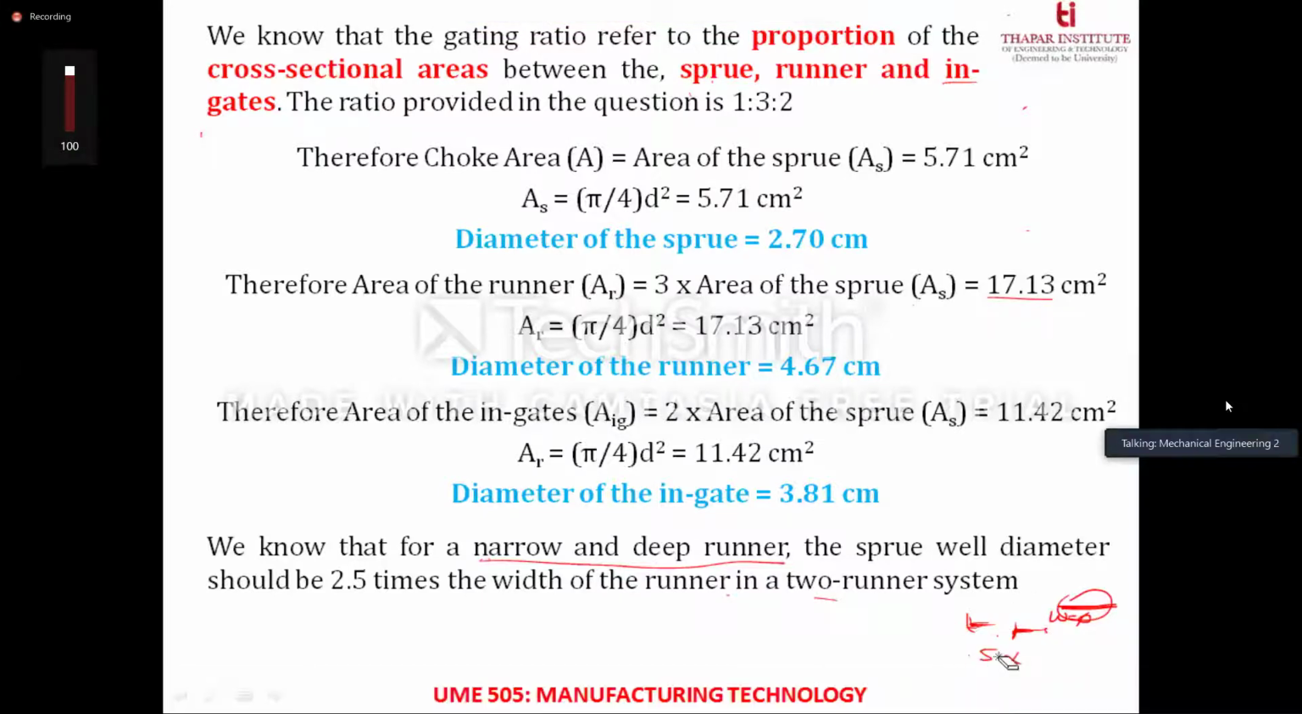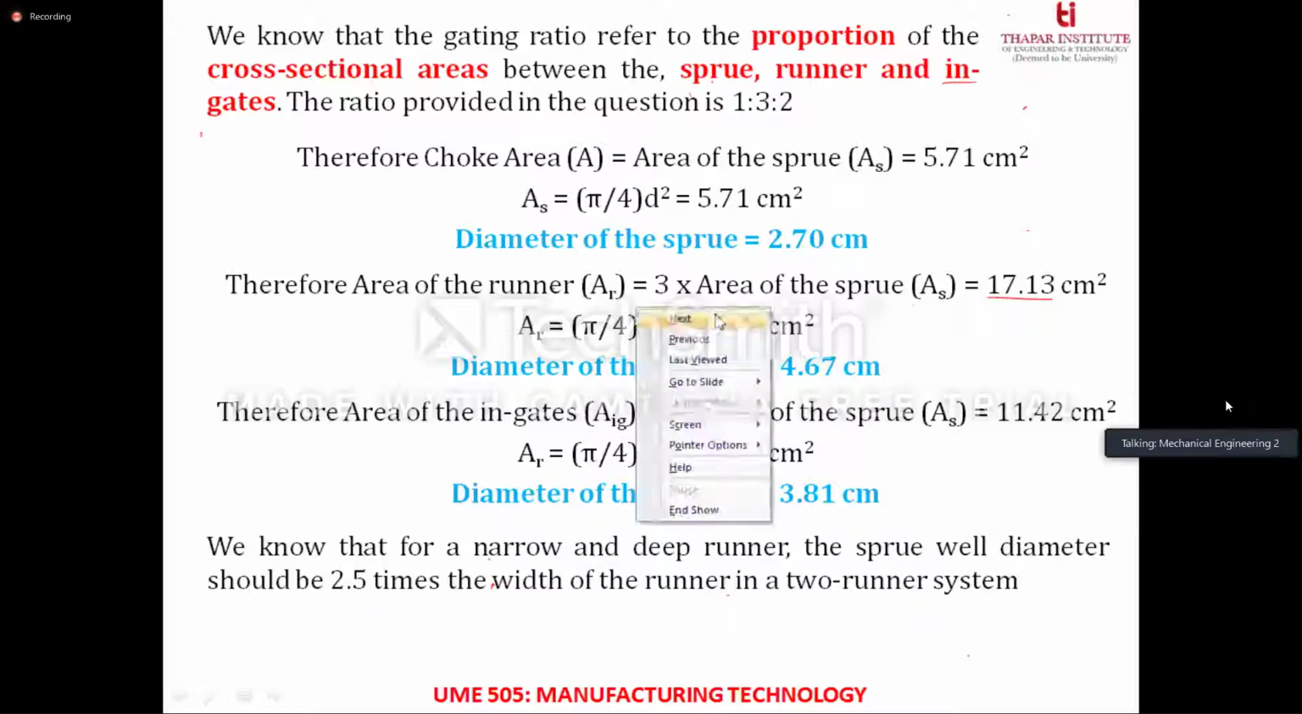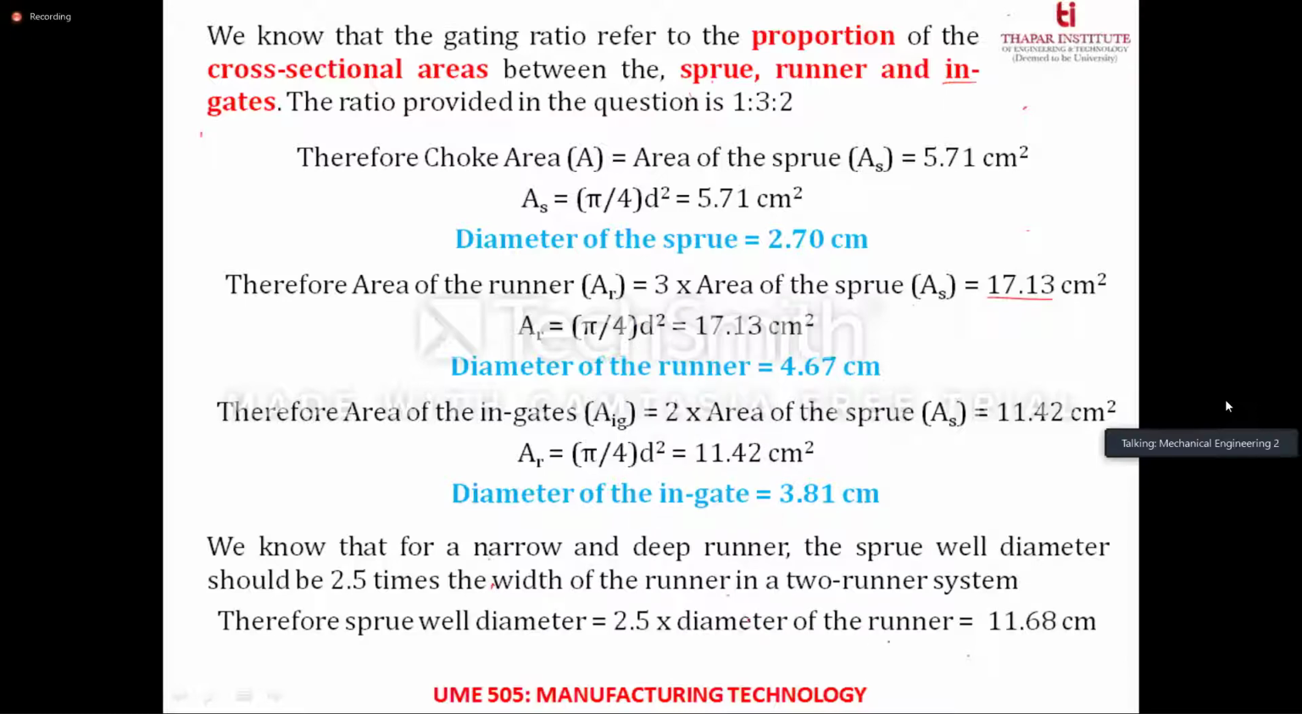Now, if it would have been a single runner system, then this value of 2.5 would be taken as 2, so 2 times the width of the runner, as only one runner is there. Right now we are working with a two runner system, so it is 2.5 times the width of the runner. And in our case, since the width is equal to the diameter of the runner, 2.5 times the runner diameter of 4.67 gives you 11.68. That is the sprue well diameter. So one answer you have already obtained over here.